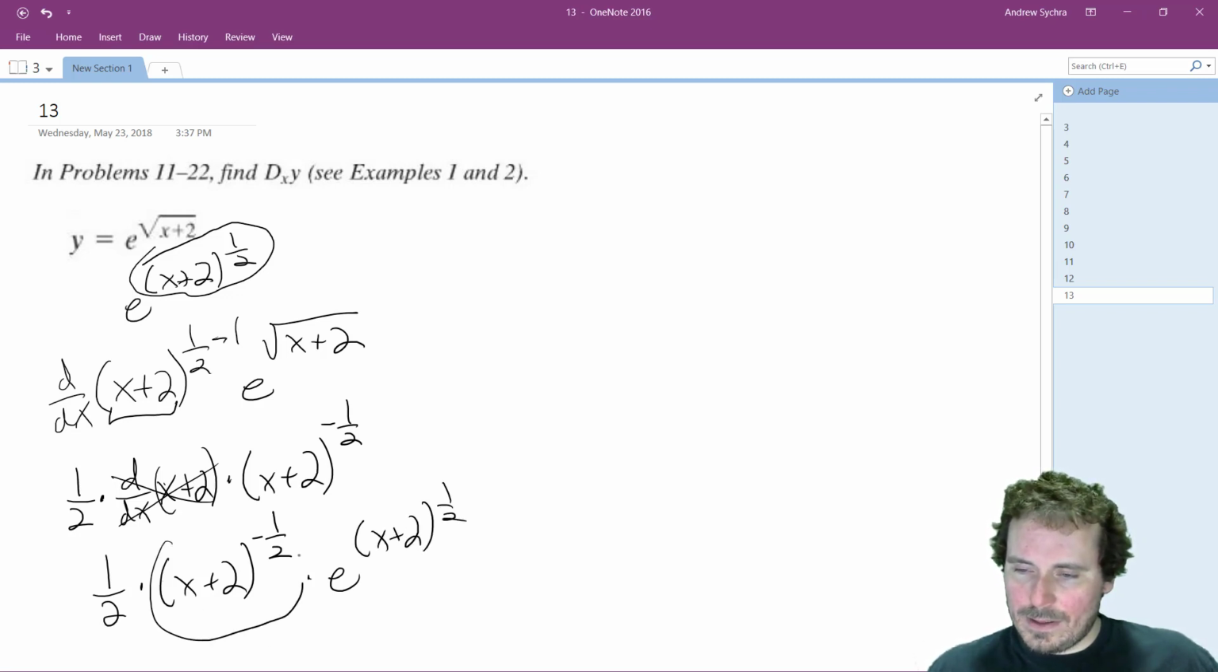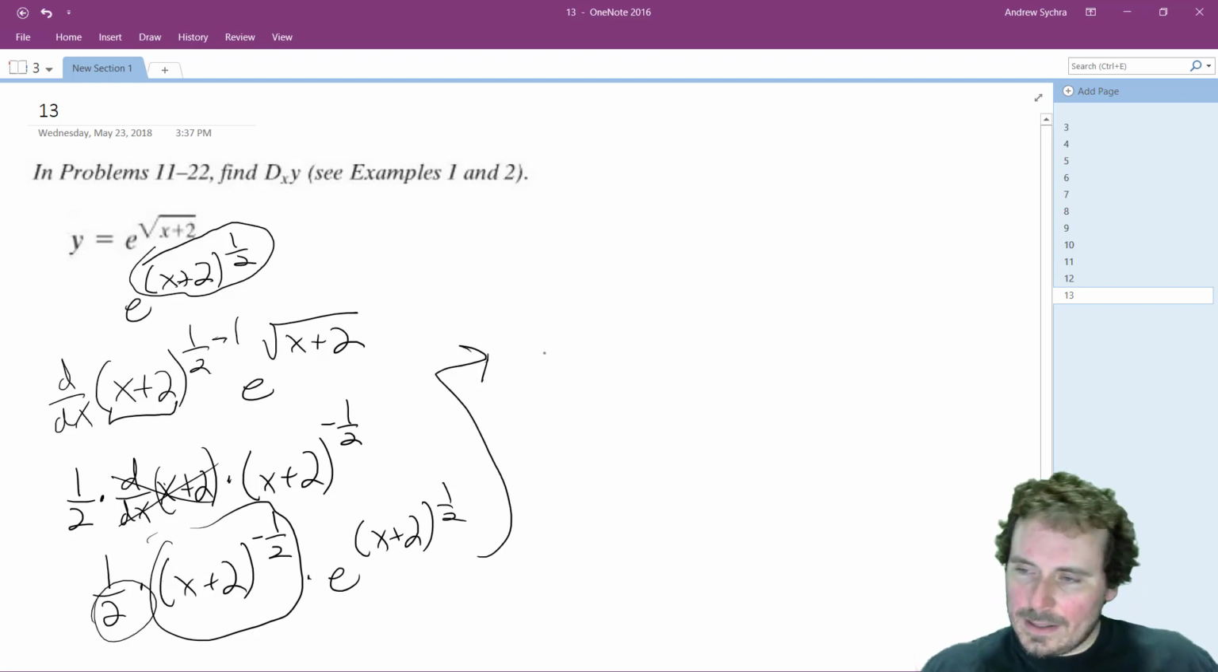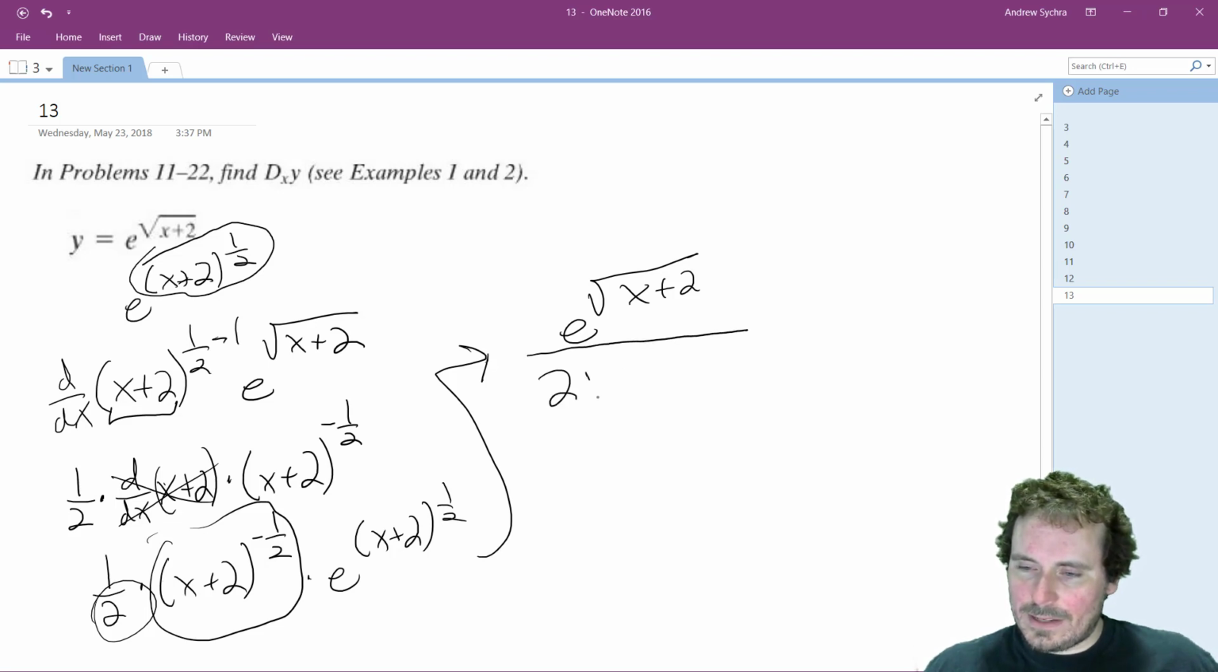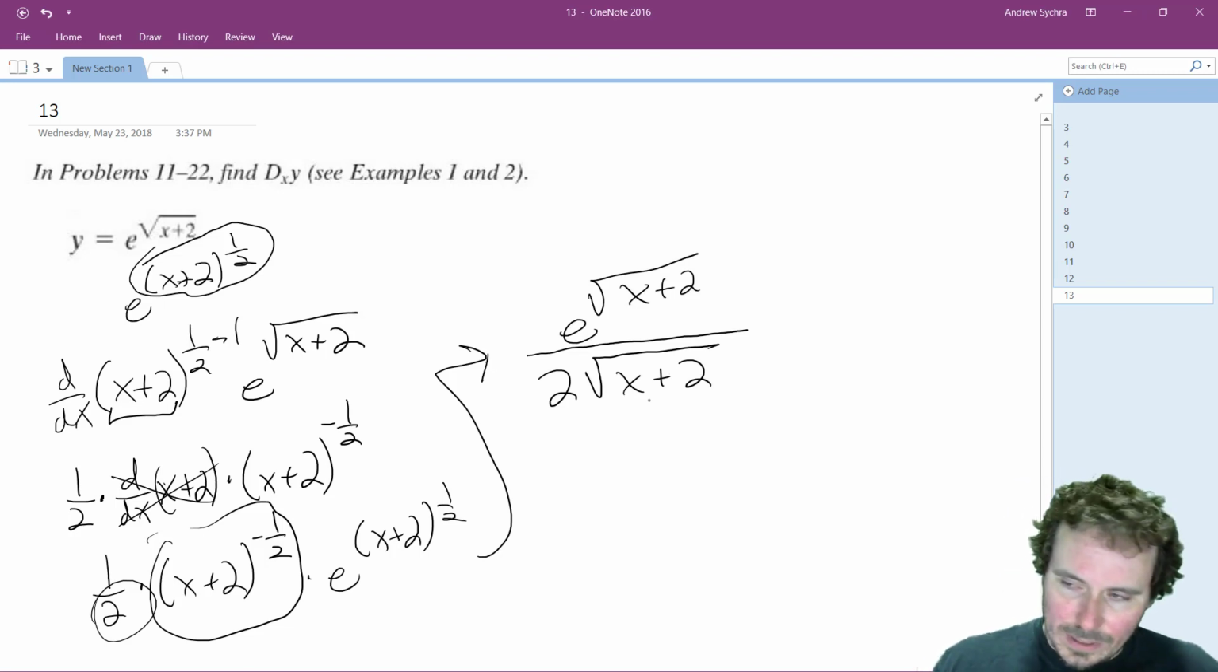So this here can go on the bottom along with the 1/2, so what we end up with ultimately is e raised to the square root of x plus 2. I'm alternating between 1/2 and the square root. The square root is the same thing as the 1/2 power. And then on the bottom we'd have 2 times the square root of x plus 2, instead of x plus 2 raised to the negative 1/2.